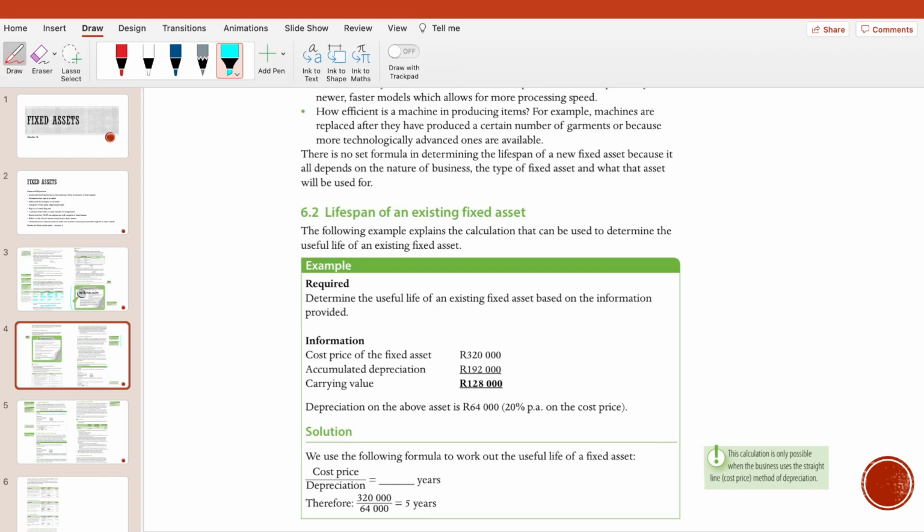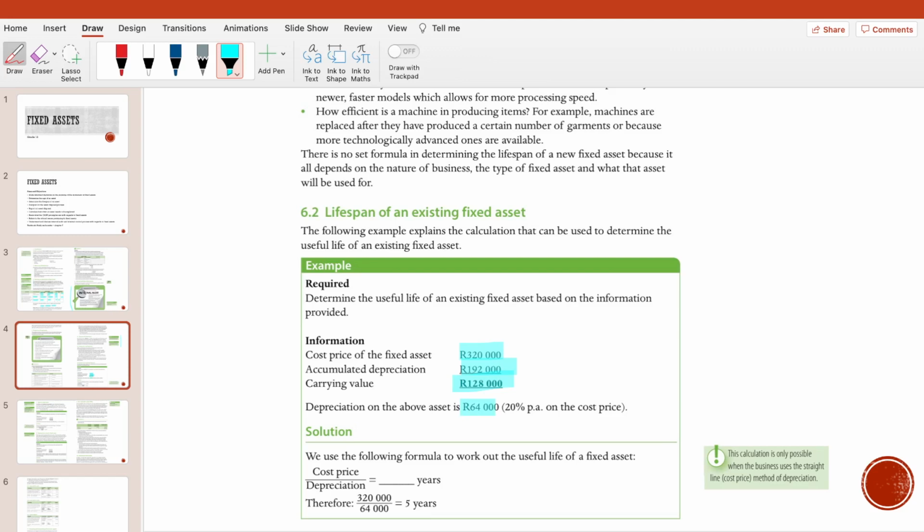We have our cost price of 320,000. Then we have our accumulated depreciation of 192,000. So the carrying value of the fixed asset is then 128,000. The depreciation on the above asset is 64,000. That is 20% per year on the cost price.